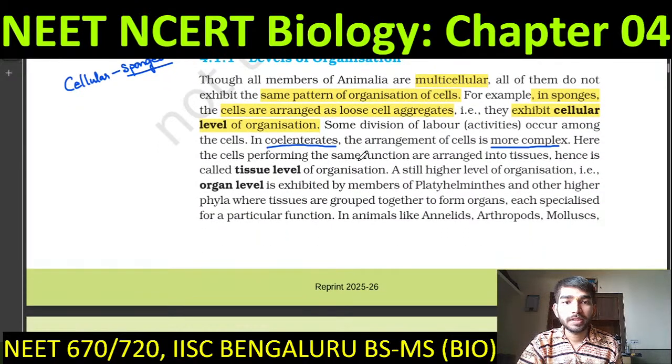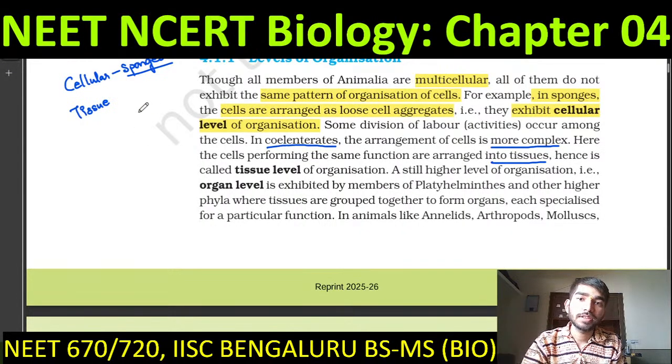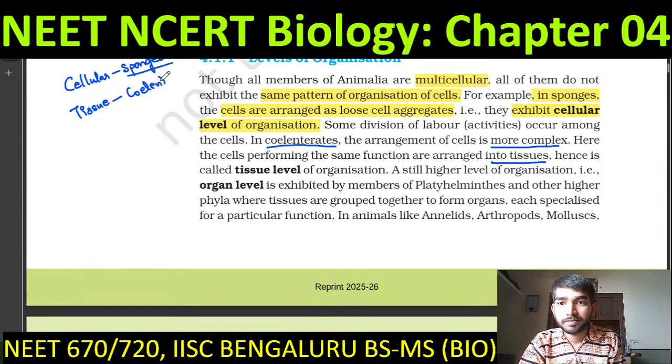Here the cells performing the same function are arranged into tissues. So the next level is tissue. Jumping from the first phylum to the second phylum, we see this evolution in the arrangement of cells. And this is coelenterates. Then this is called the tissue level of organization.